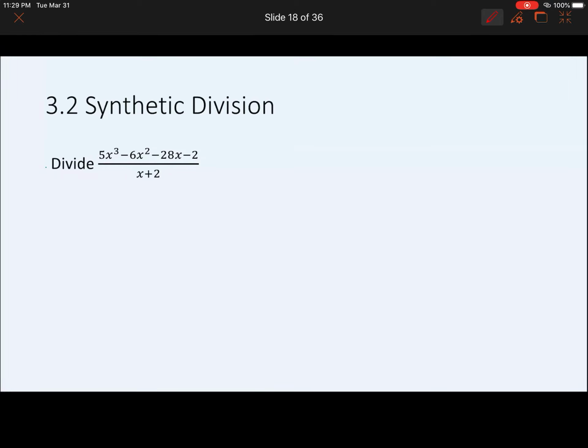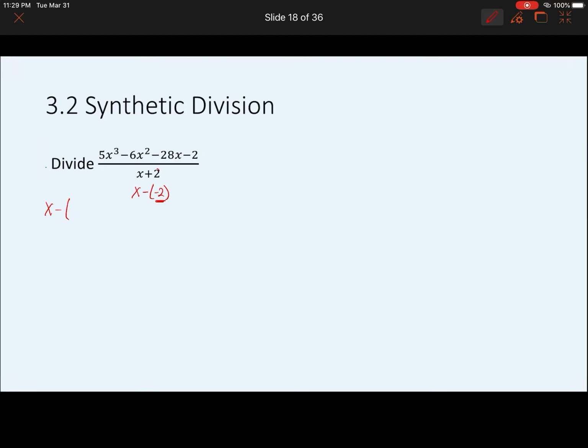So what I'd like you to do is try this one. Pause the video for a minute. Try this one on your own and see if you can work it out. I'll give you 3 seconds to do that. So hopefully you were able to do the synthetic division here.